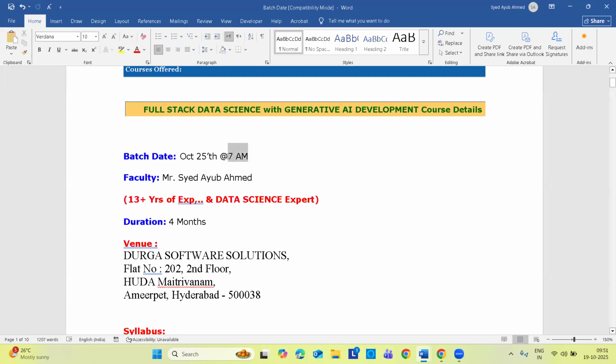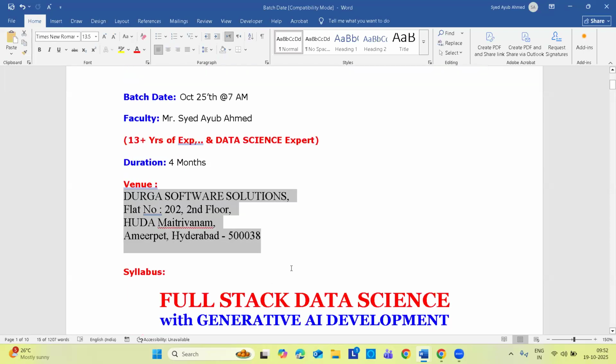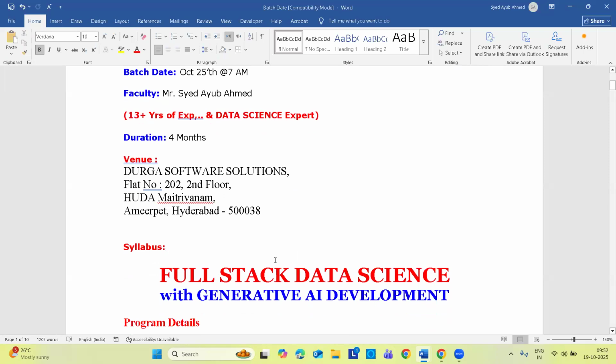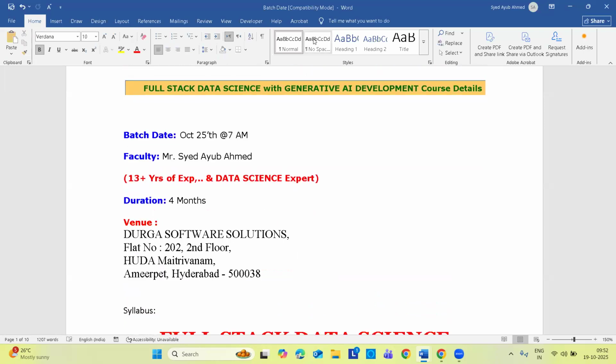Once the demos are done, your batch timings will be from 7 to 10 in the morning, only on weekends. As I've walked you through my experience, the duration is 4 months, guys, for this course, full stack data science with generative AI and agentic AI. And you know the venue, right? DurgaSoft Solutions is located in Maitri-1, Ameerpet, a popular spot for IT professionals and students who want to get into IT. Clear till here, guys? Any doubts on what I've explained?